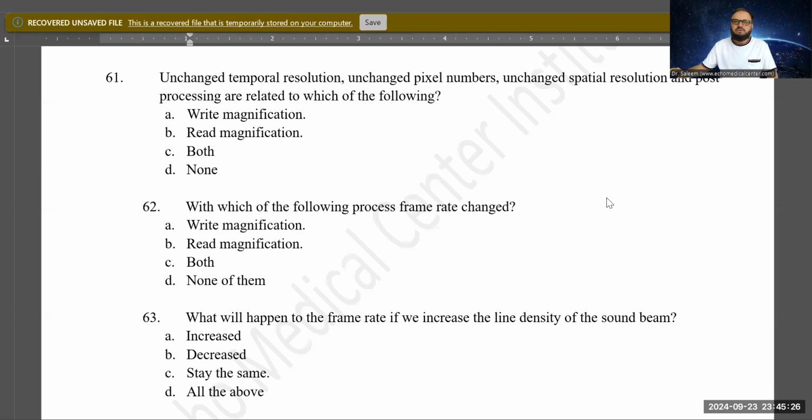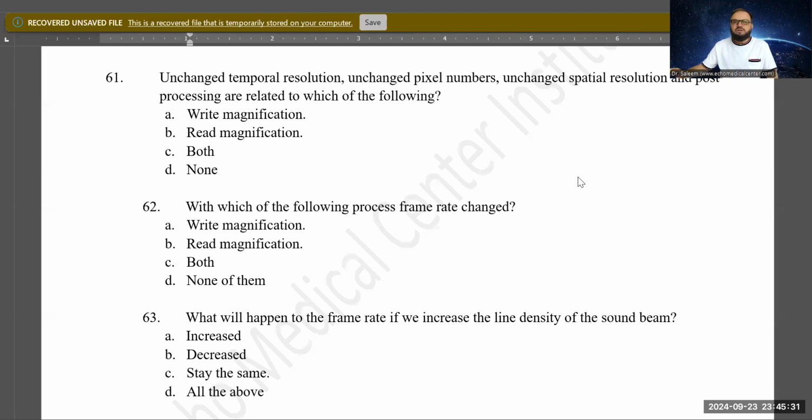Let's practice some more registry exam questions from ARDMS, especially for SPI. And let's discuss some more questions which will help us to pass or to clear our ARDMS, especially that SPI exam, on the first attempt. Okay, let me share the screen with you guys. Okay, here are the questions.